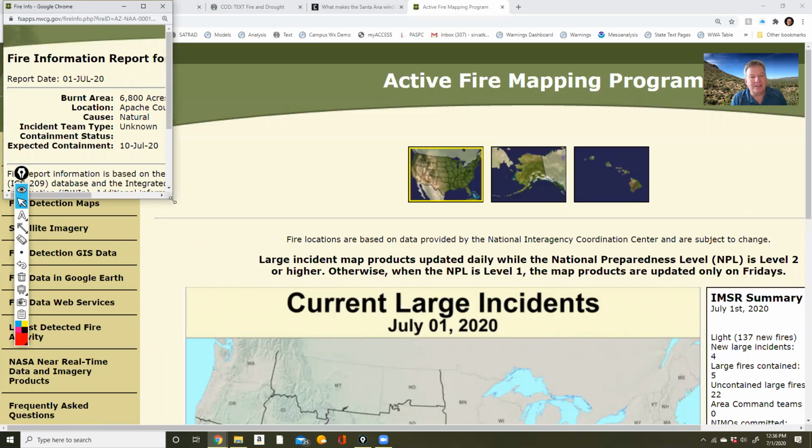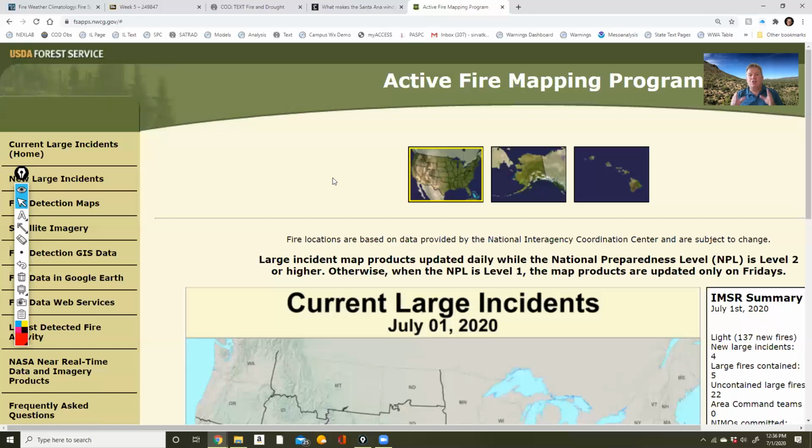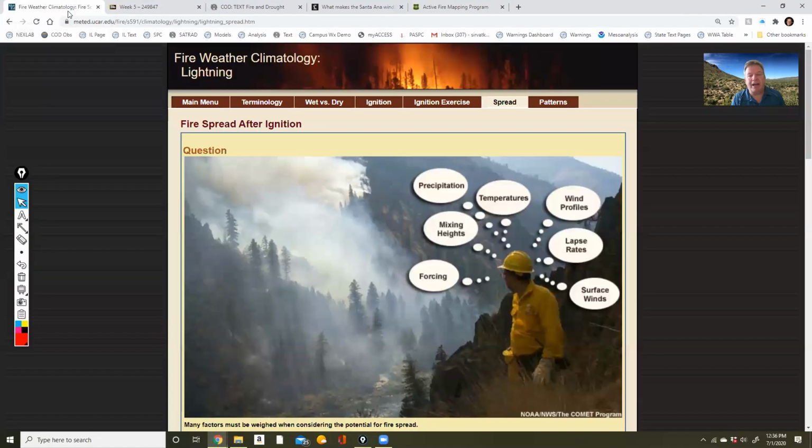They expect that it's going to be contained by July 10th. They don't know what caused it. I'm telling you right now, it couldn't have been lightning. So when we talk about fire starts, and this goes back to our fire weather climatology, some important things is that lightning, dry lightning, is a good starter. But you got to get thunderstorms to get dry lightning. So if it's not lightning starting fires, what else could it be?